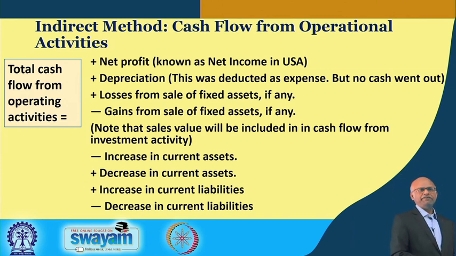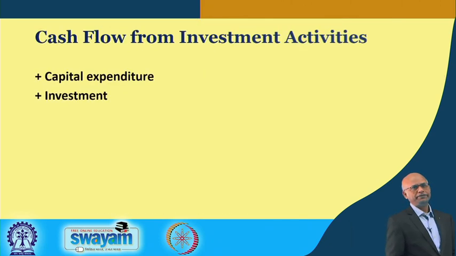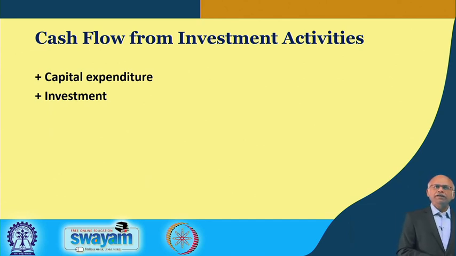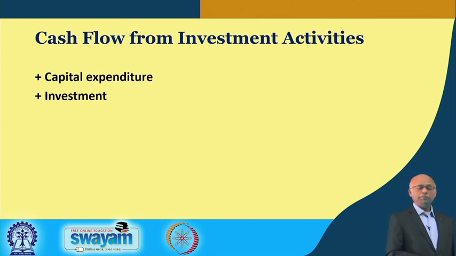Whatever is the total net value, that is your cash flow from operating activity. Cash flow from investment activities I have already mentioned. If you make any kind of capital expenditure, meaning purchase or sale of a capital asset, a capital asset is a long term, fixed asset. So, you buy a machine, say a billing machine, which is a capital asset, and the money you invest is capital expenditure.